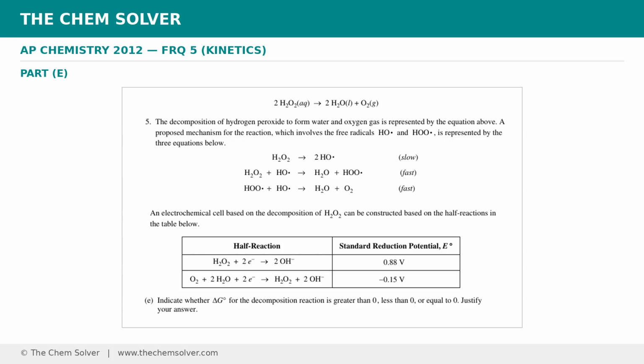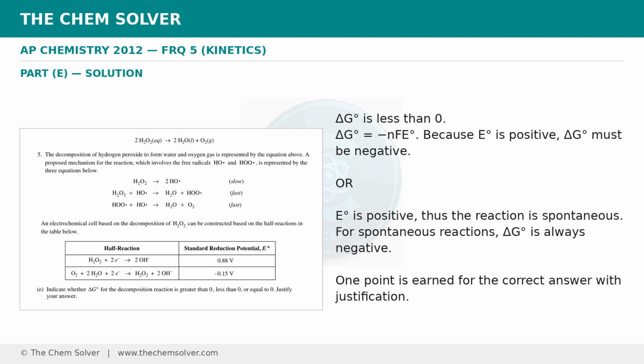Indicate whether ΔG° for the decomposition reaction is greater than 0, less than 0, or equal to 0. Justify your answer. ΔG° is less than 0. ΔG° equals −nFE°. Because E° is positive, ΔG° must be negative. Or, E° is positive, thus the reaction is spontaneous. For spontaneous reactions, ΔG° is always negative. 1 point is earned for the correct answer with justification.